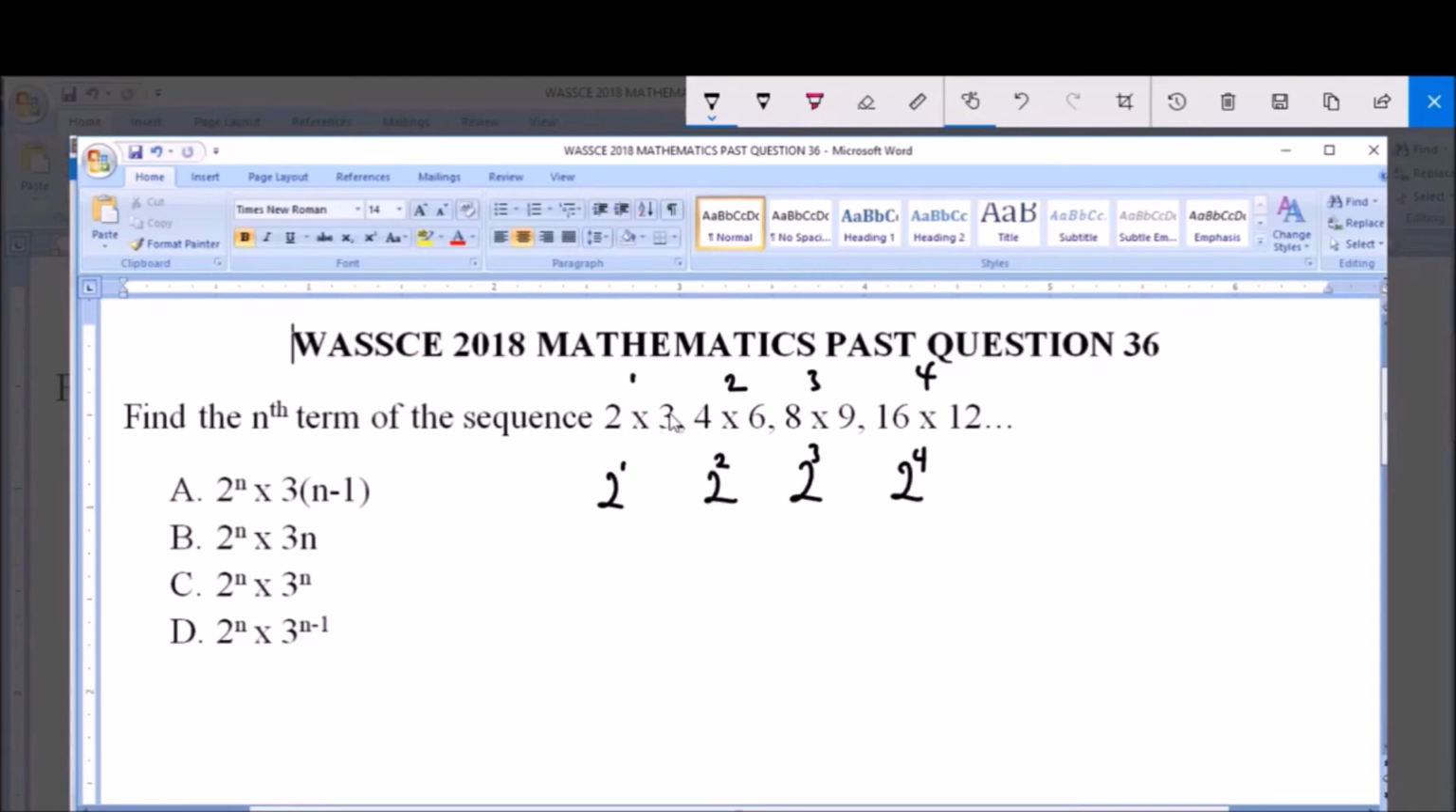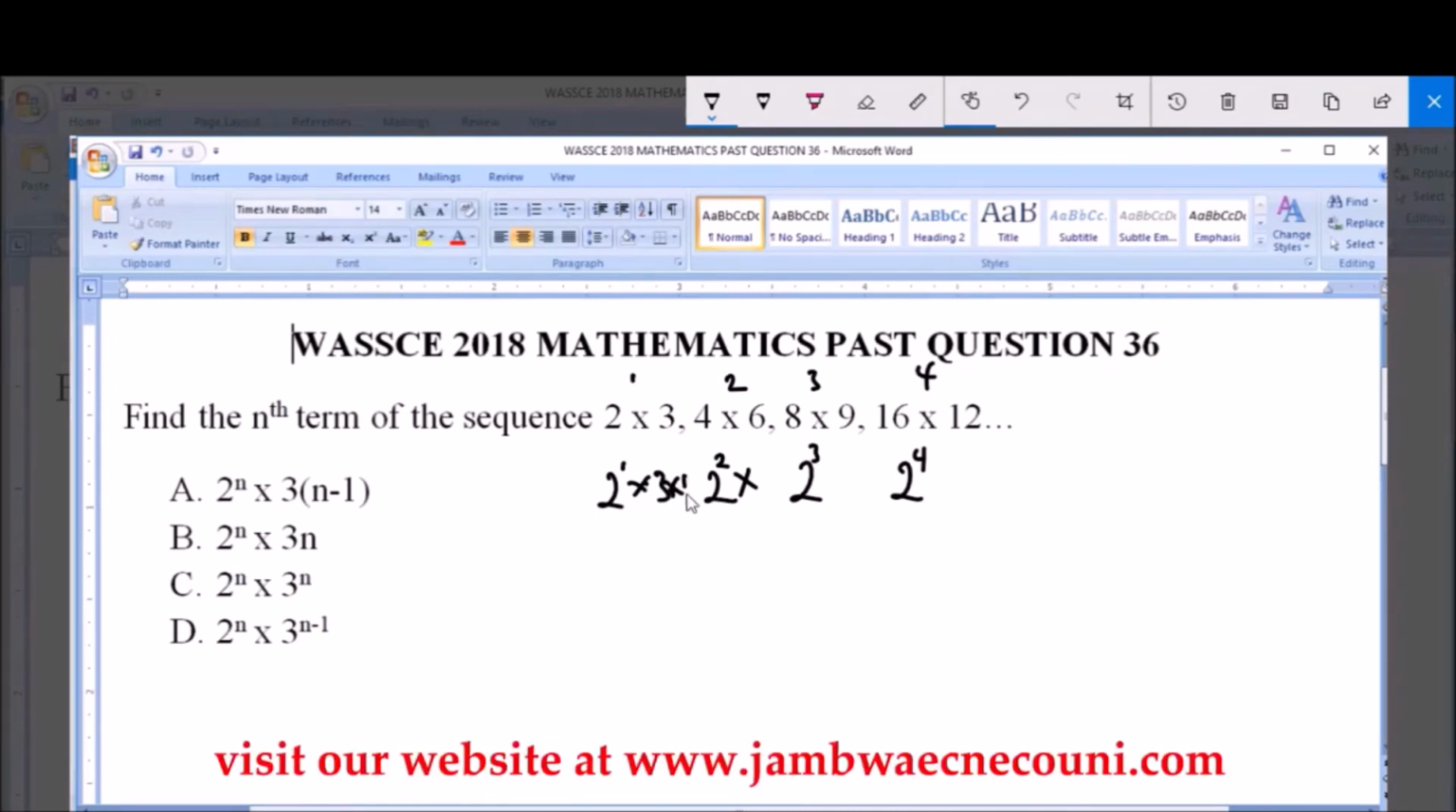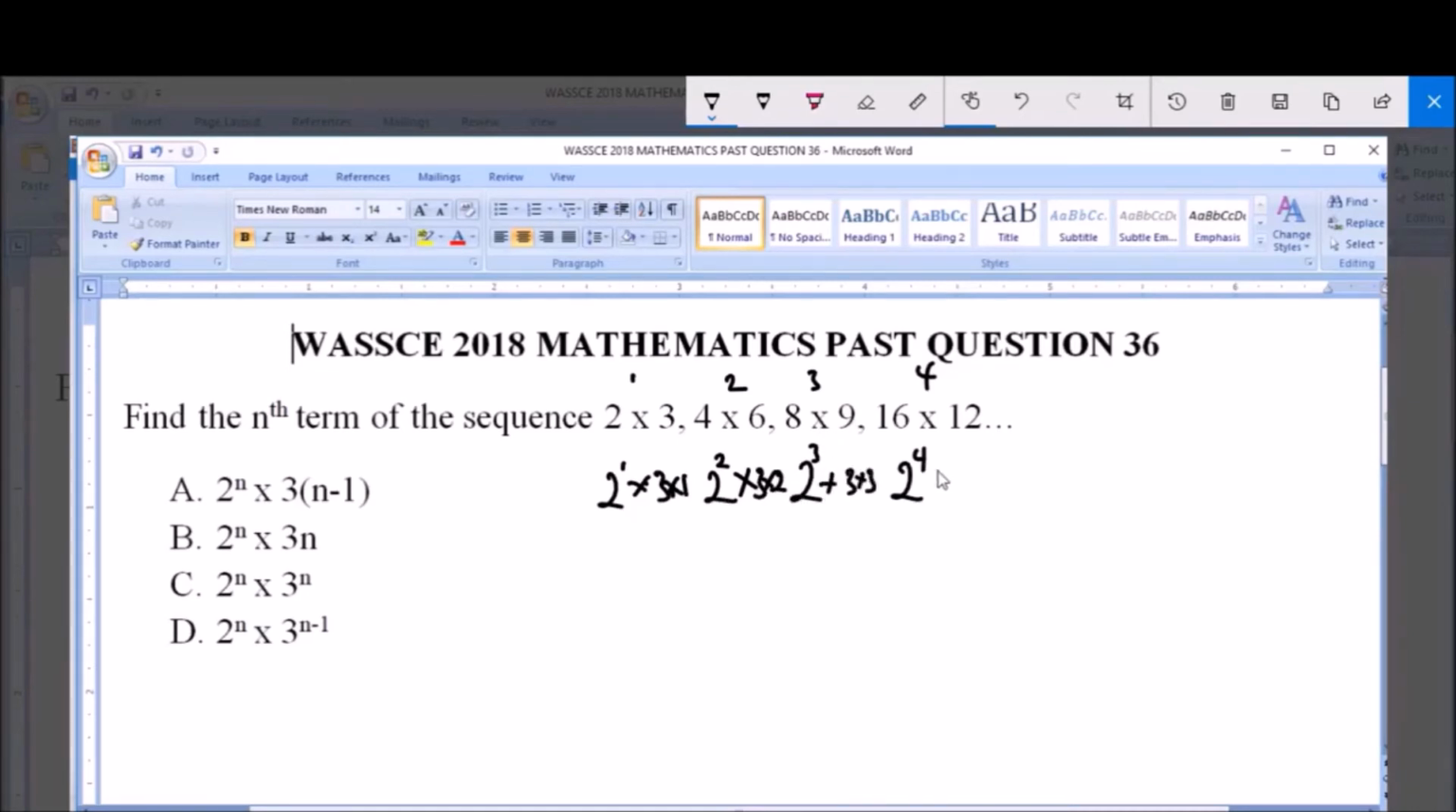Now looking at the second number here, notice that the second numbers are multiples of 3. How? n here is 1. Now 3 times 1 will give us 3. n here is 2. 3 times 2 will give us 6. That means 3n. That's 3 multiplied by 1 here. Here will be 3 multiplied by 2. Here will be 3 multiplied by 3 to give us 9. And here will be 3 multiplied by 4 to give us 12.